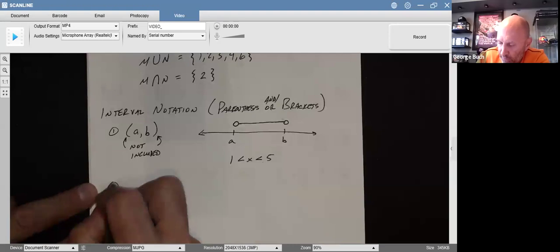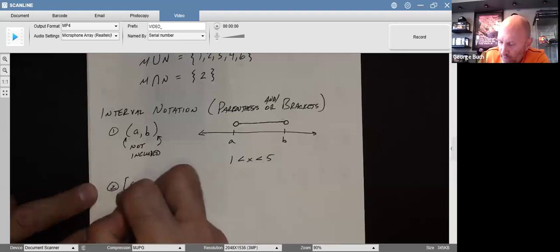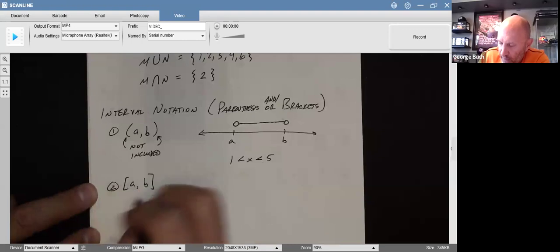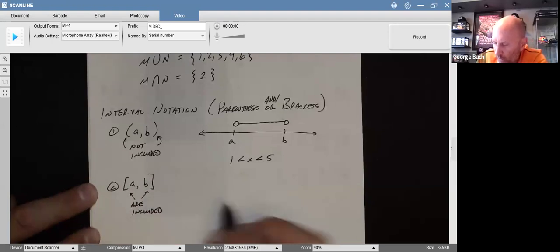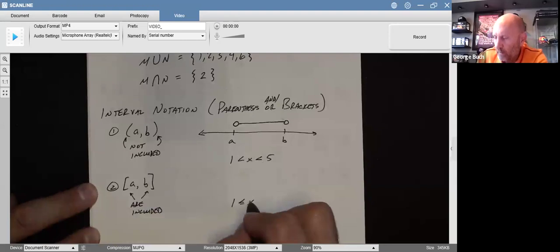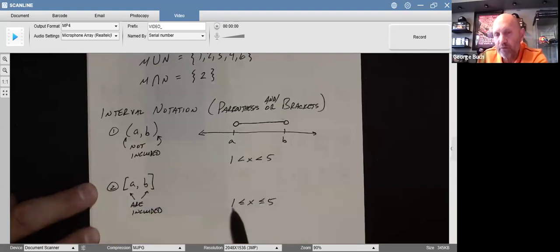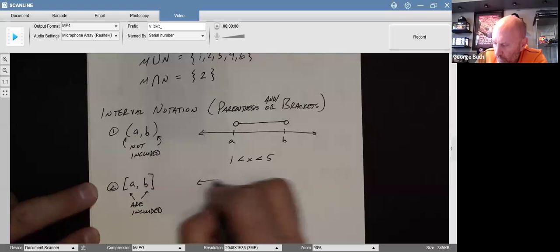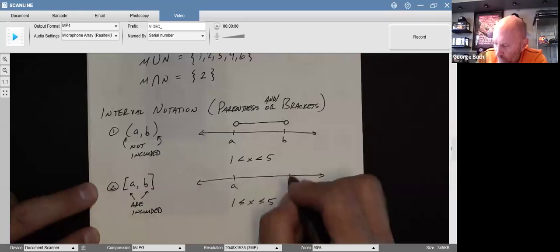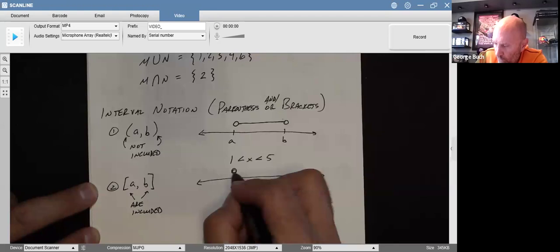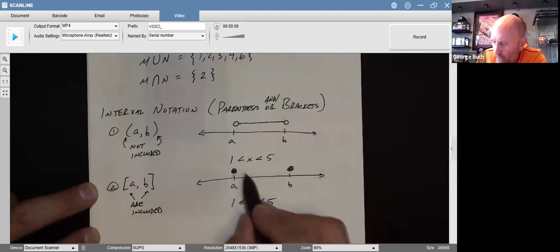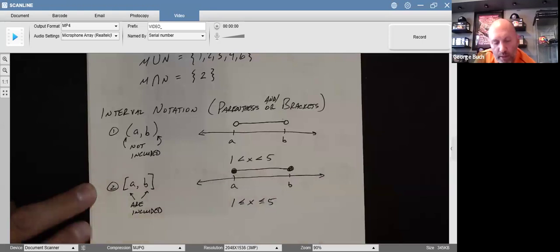When I have brackets, it means these values at the end are included. So if we want to think of it in inequality notation, it's everything from 1 through 5, including 1 and including 5. And on a number line, the way this differs is it now gets a closed circle. So we draw a little circle that's filled in, and again, the line between them.